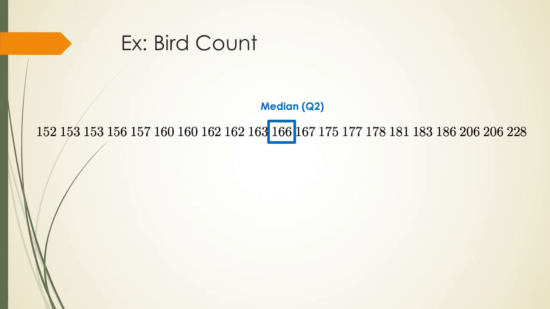Let's work through these computations using the bird count data. There were 21 values in this data set. Here, I've shown the data in order from smallest to largest. Recall that the median is the middle of this list, which turns out to be 166. To compute Q1, we focus on the bottom 10 values. The middle of this portion of the data is between the 5th and 6th value. Since this falls between two values, we take the midpoint between them, or 158.5.